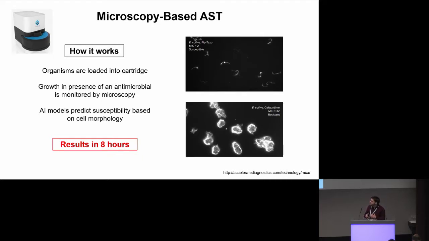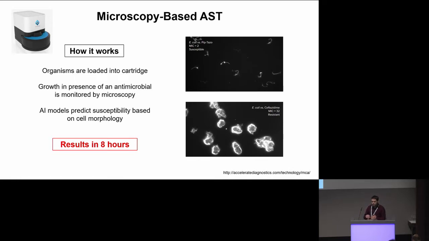And you can see in these images, the top image is an E. coli strain that's growing in the presence of an antibiotic that it's susceptible to. So you can see some really classic morphologies here. The E. coli cells are filamenting. You see a central bulge. That's classic for inhibition by a cephalosporin or a beta-lactam antimicrobial.